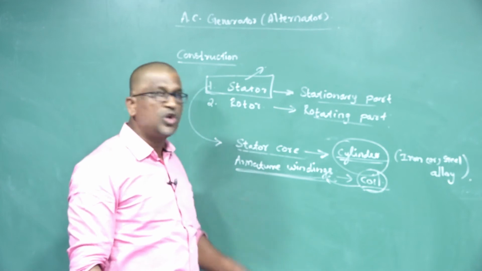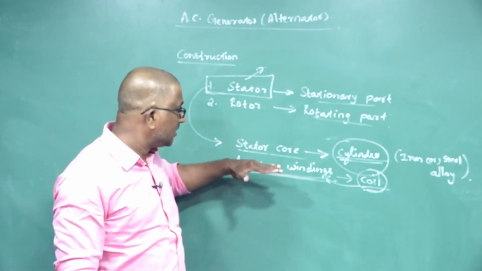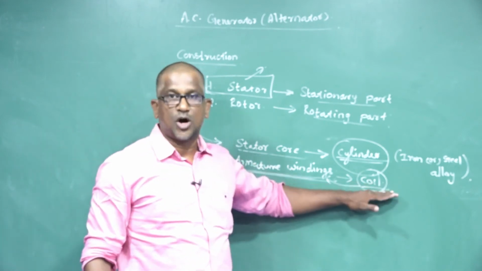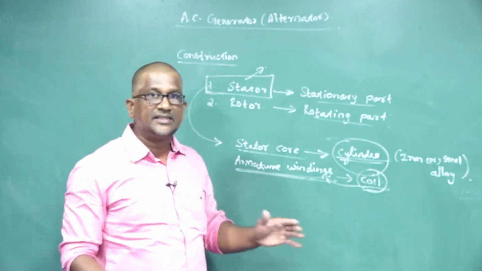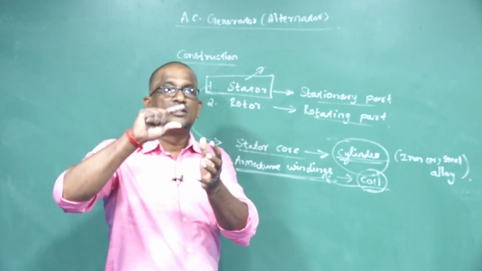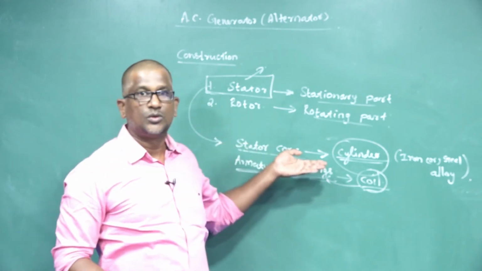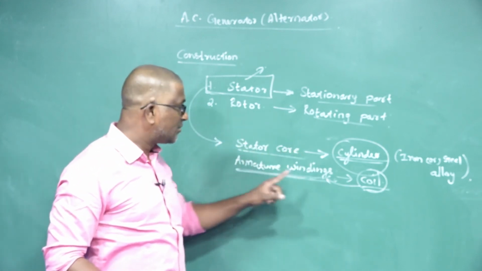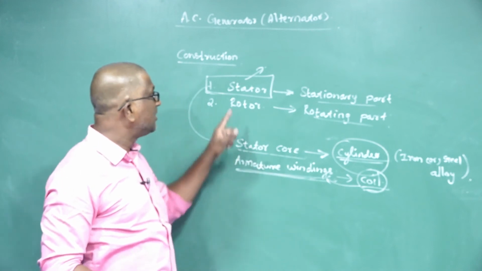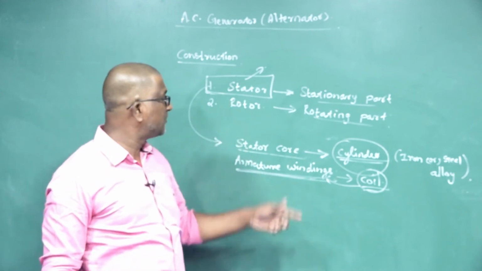So what is armature winding? The armature winding is nothing but a coil. This armature winding is wound inside the slots which are made at the interior part of the stator core. So stator core and armature winding, these two are the main components of a stator.